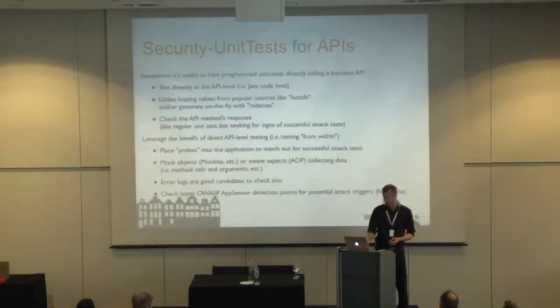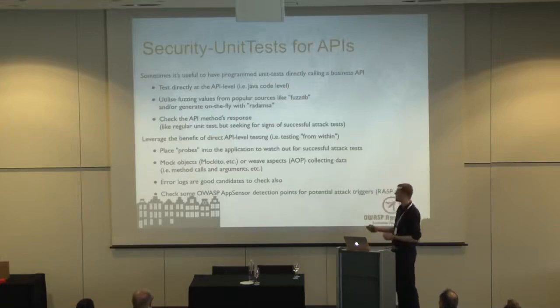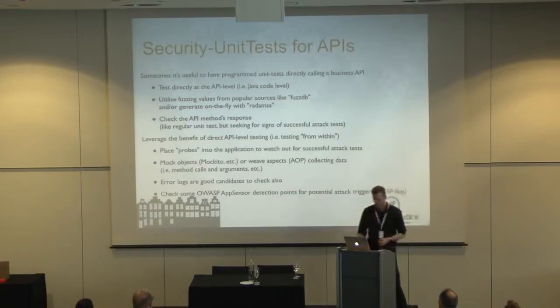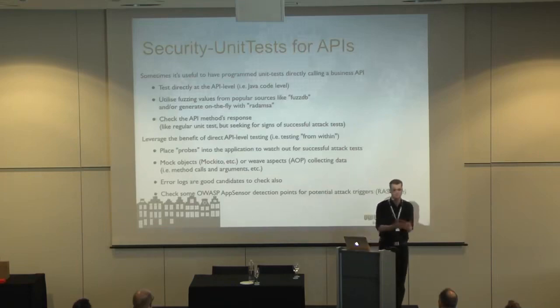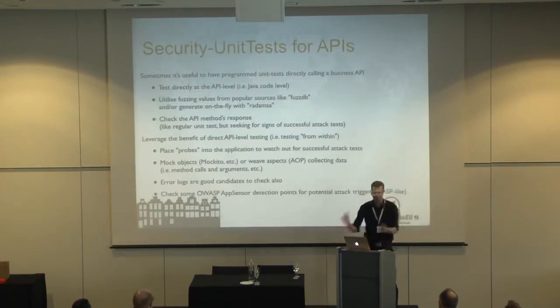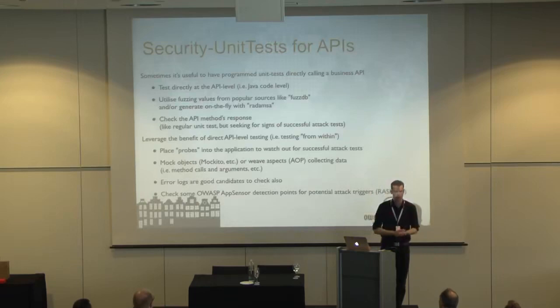Yeah, that's it basically. So where you can do security unit tests as well, and you can do fuzzing using tools like Radamsa, which is a nice fuzzer, or values from FuzzDB, statically sourced, also very good, that you can throw at your API level and see what it generates by inspecting the error logs or something like that. Okay, other questions?